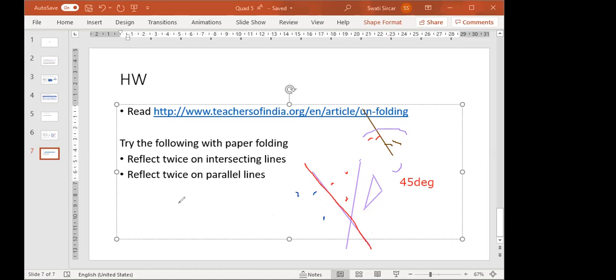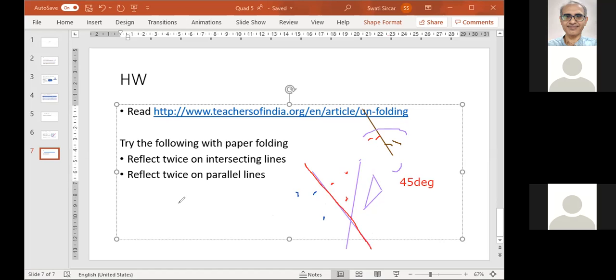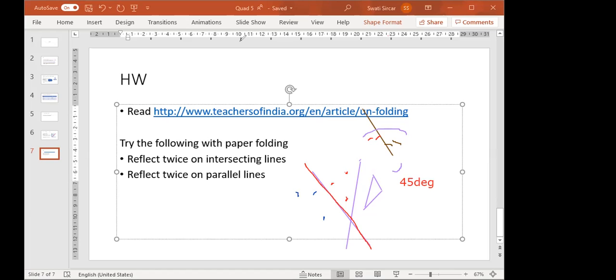Okay, and similarly you can do it with parallel lines. In the case of parallel lines, it's easier because you fold it once and you are kind of done. Okay, and see what all you observe. There is a worksheet also on dot sheets which you can try. So let me just share the link also.